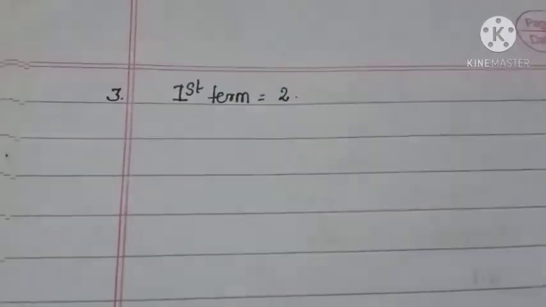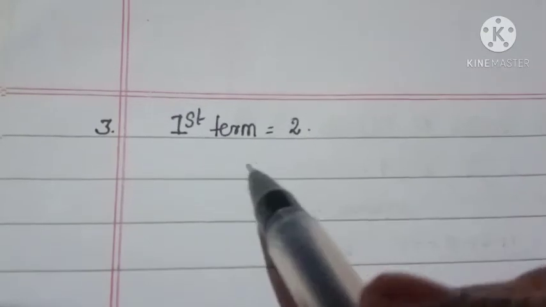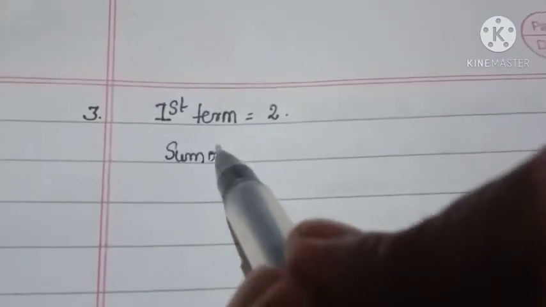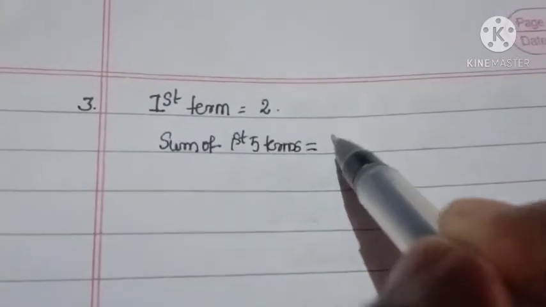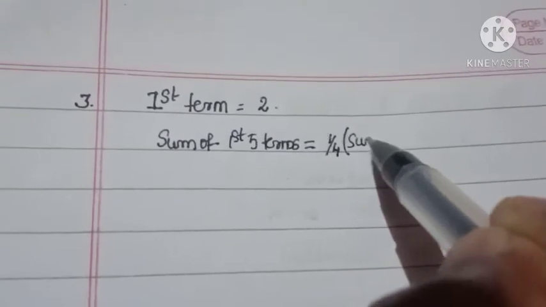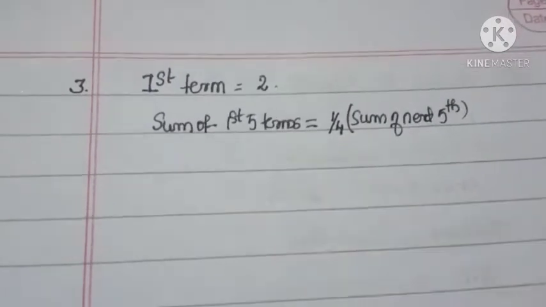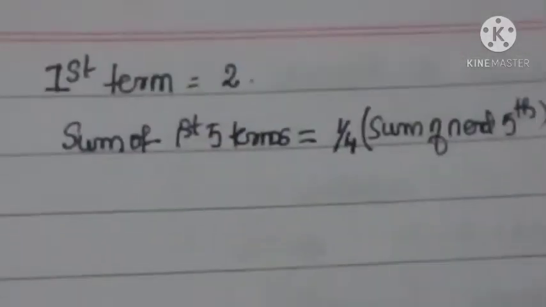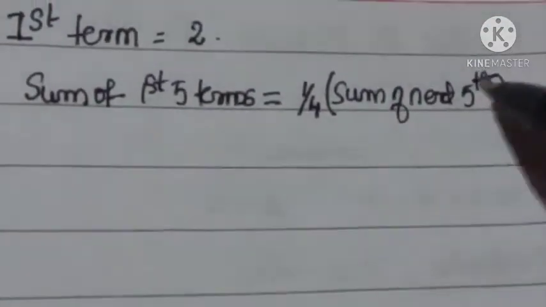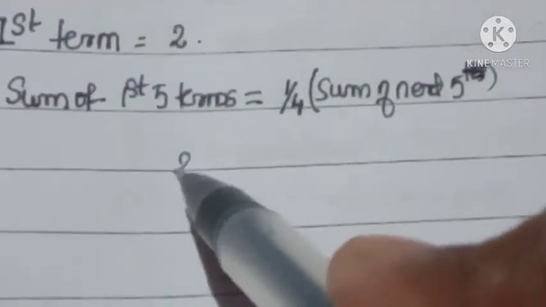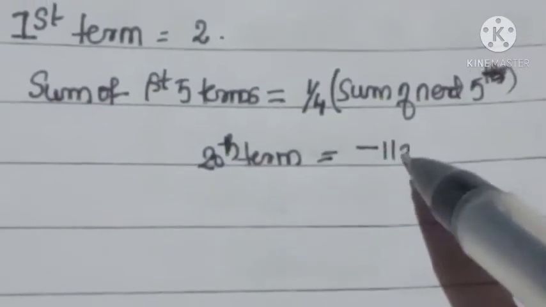Question number 3. In the question it is given that the first term is 2. The sum of the first 5 terms is equal to 1/4 of the sum of the next 5 terms. Show that the 20th term is negative 112.